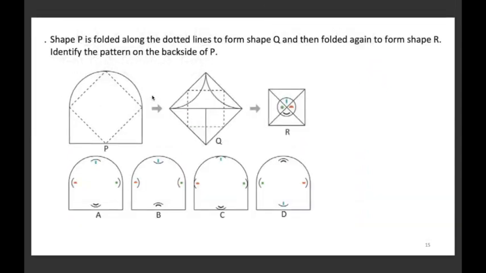Shape P is folded along the dotted lines to form shape Q and then folded again to form shape R. You have to identify the pattern on the back side of P. In this kind of question, the first step should be to observe the options very carefully. When I compare all the options carefully, I see that the curvature edge has different options. All the signs on the curvature edge are different, which means that if I crack the curvature sign, I will be able to get the answer.